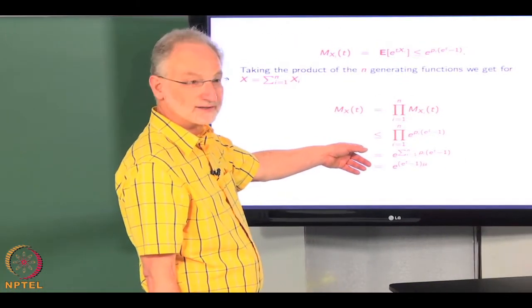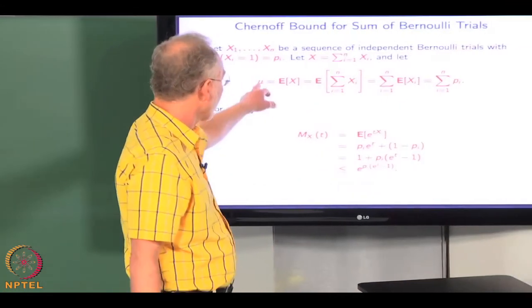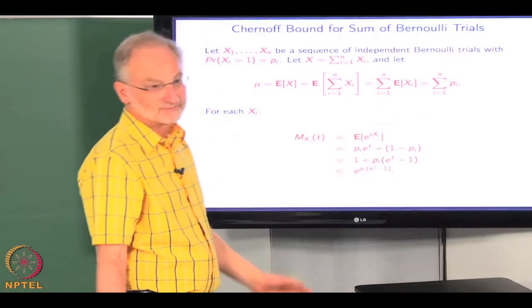Mu is the expectation, the sum of pi. Just a shortcut.